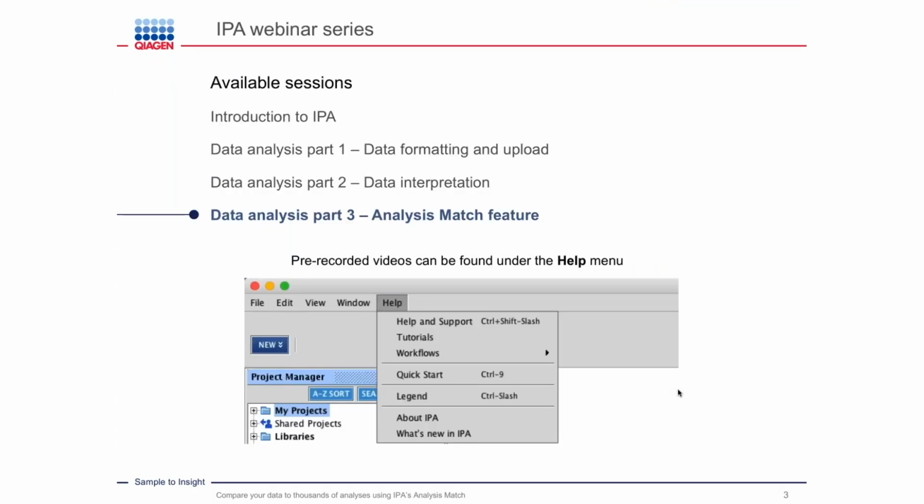This is the last webinar in our series this month. We started with an introduction to IPA, and then we followed it with a webinar about how you can format and upload data sets into the program. And in last week's webinar, I showed you how to interpret the results of an expression analysis, and it included a very brief introduction to the analysis match feature. If you've missed any of these webinars, you can always watch recordings of them available on our website, and I'll show you the link at the end of the presentation.